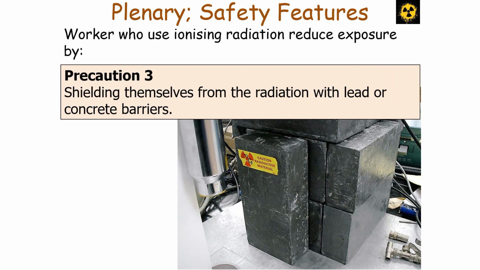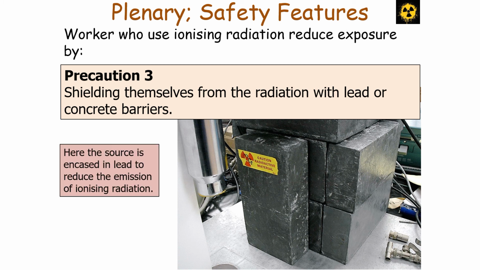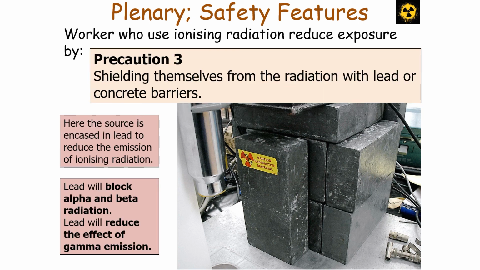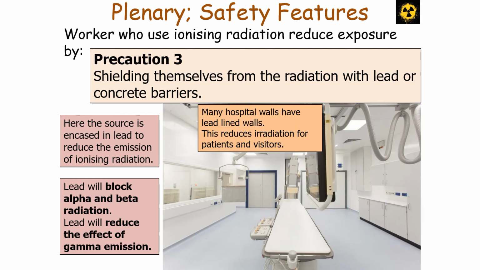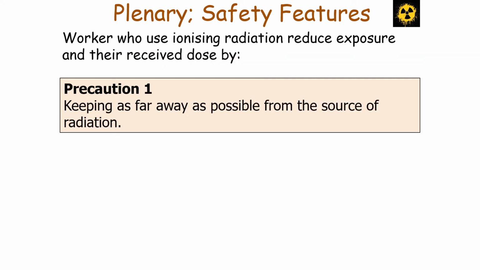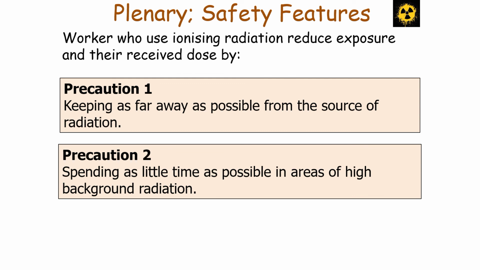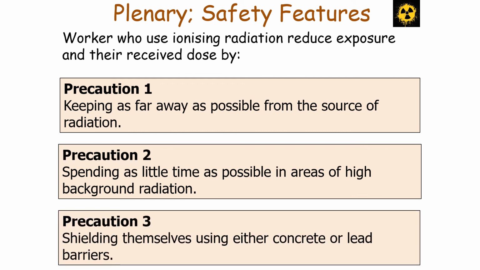And precaution 3, shield yourself from radiation with lead or concrete barriers. So here the source is encased in lead, leading to reduced emission of ionizing radiation, as lead will block alpha and beta radiation and reduce the effect of gamma radiation. So this will reduce the effect of irradiation. Now many hospitals have lead-lined walls, which reduces irradiation for patients and visitors. So you've got to keep away as far as possible from a source of radiation, spend as little time as possible in areas of high background radiation, and shield yourself using either concrete or lead barriers.